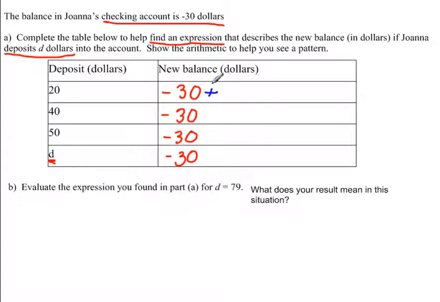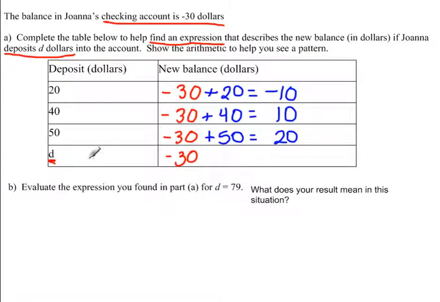So if we add $20 to that, negative 30 plus 20, well, the signs are different, so we're going to take the difference, which will be 10, and because the negative 30 has a larger absolute value and it's negative, our answer would be negative 10. In the next example, Joanna deposits or adds $40 to her account. And when we do the math, negative 30 plus 40, well, again, that gives us 10, but now it's positive 10 because the positive 40 has the larger absolute value. Negative 30 plus 50 is going to tell us what happens when she deposits $50 into her account. So negative 30 plus 50 would give us positive 20. Again, signs are different, so we take the difference, keep the sign of the number with the larger absolute value.